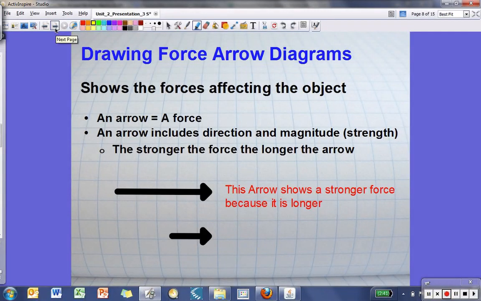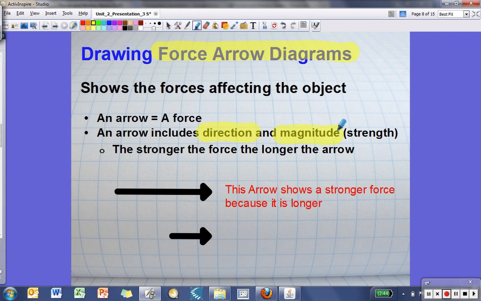Okay, so when we see that there's a force, what we do is we draw diagrams. In science, we always draw diagrams to show what's going on with something. These are called force arrow diagrams. An arrow represents a force, and remember, force has two things. It's got a direction and it's got magnitude.